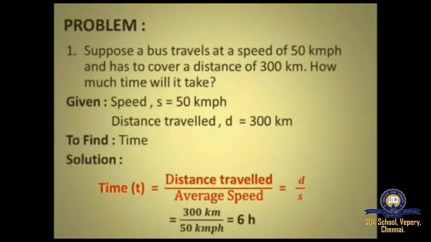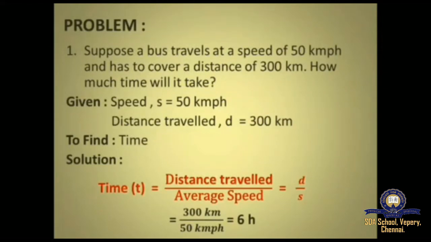Now we look into a problem. Suppose a bus travels at a speed of 50 km per hour and has to cover a distance of 300 km. So how much time will it take? So what is given in the question? The speed of the bus, that is 50 km per hour, and the distance traveled D is equal to 300 km. So what are you supposed to find? The time taken by the bus.